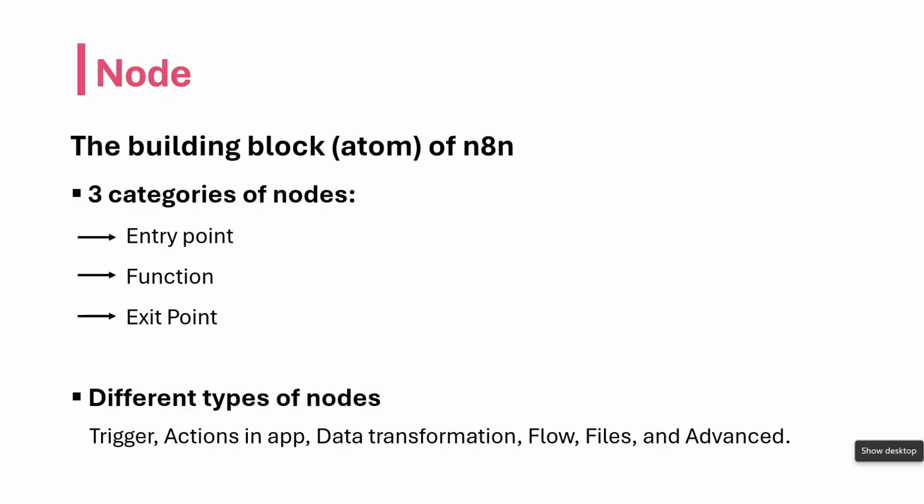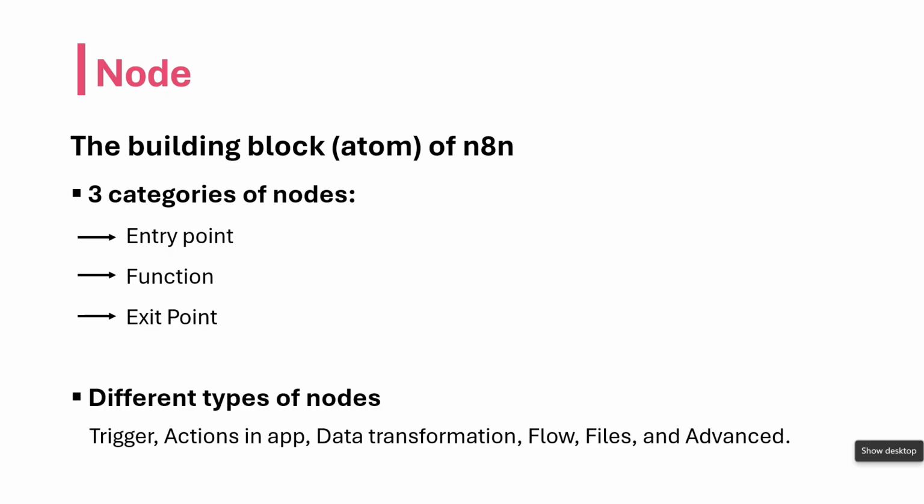Then flow nodes, they control how your workflow runs. For example, the condition like if else, wait, whether your data has to wait somewhere, or merge. Then comes file nodes, they handle files like PDFs or CSVs. Then advanced nodes finally handle complex logic like HTTP request or code functions. Each of these nodes plays a special role in making your automation smart and dynamic.